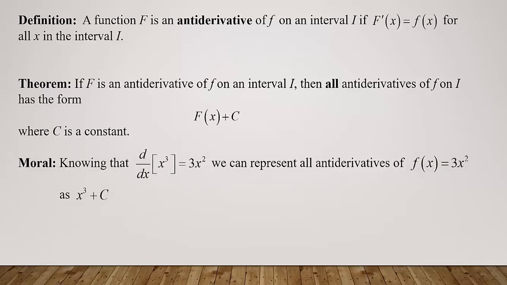So here's the moral. I know the derivative with respect to x of x cubed is 3x squared. That means I can represent all antiderivatives of f of x equals 3x squared as x cubed plus C. Because when I differentiate x cubed plus C, I get 3x squared. Remember, the derivative of a constant is 0.